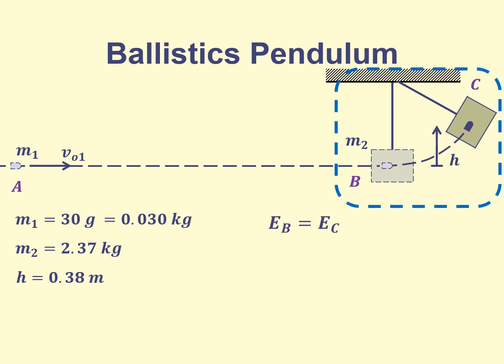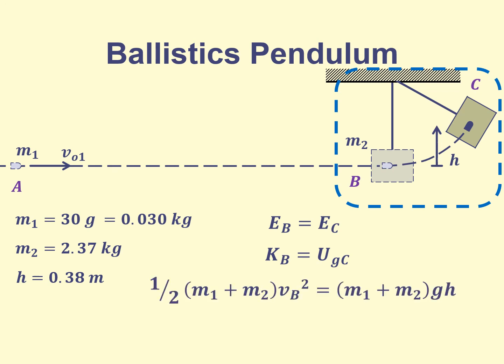All right, so let's deal with the conservation of energy first. The reason we're going to deal with that first is because we know the information at the end more so. We know the mass of each object, and we know the height that it goes up. That means we can figure out that initial velocity. So the energy at point B, down here, is going to be equal to the energy at point C. At point B, all of the energy is kinetic, and at point C, all the energy is gravitational potential.